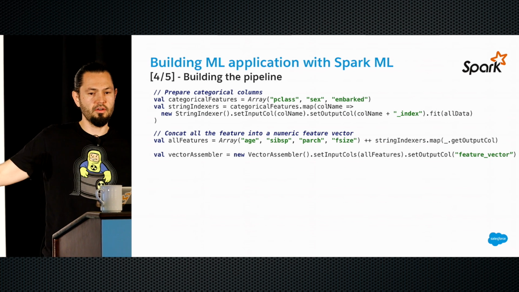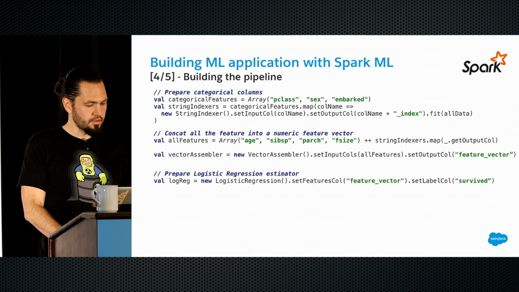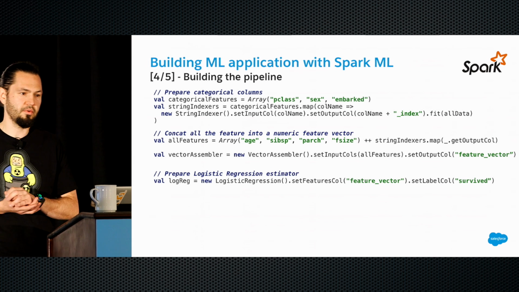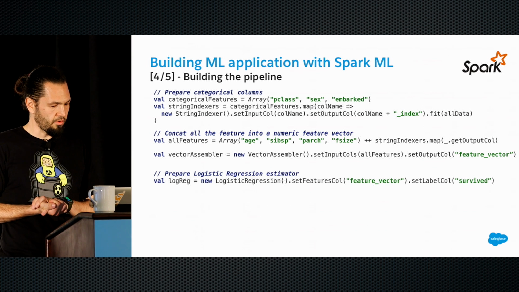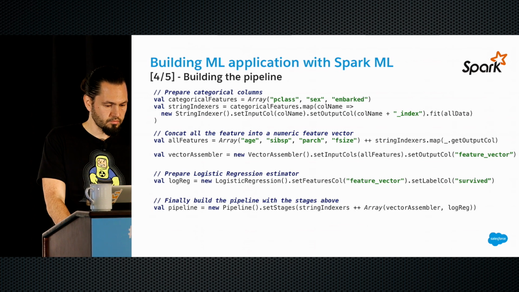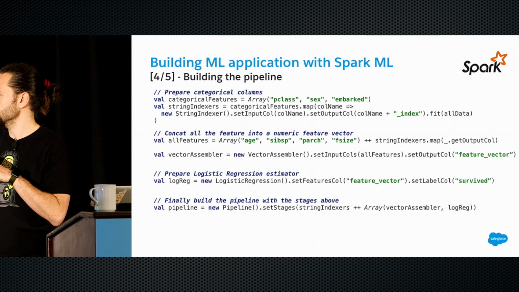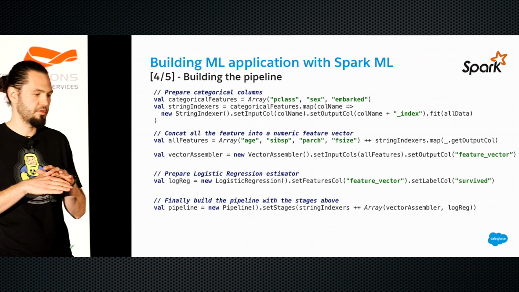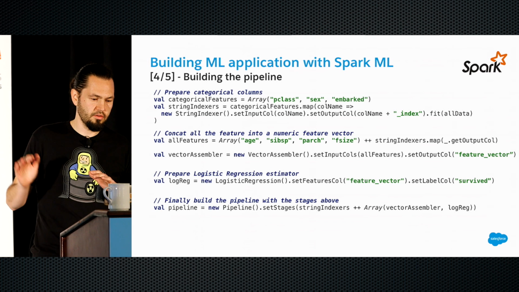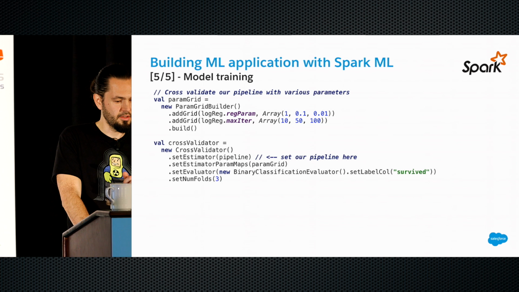A vector is a numerical array of data, which logistic regression can feed from. In this case, I really did a toy example. For logistic regression, I set the input column to the feature vector, and then set the label column to survived. And then finally, I build a pipeline of all those stages. It goes from left to right, like a DAG: string indexers first, then the vector assembler, then the logistic regression.